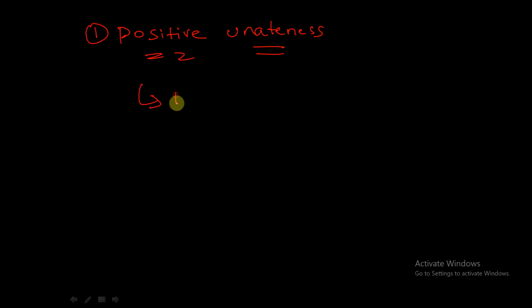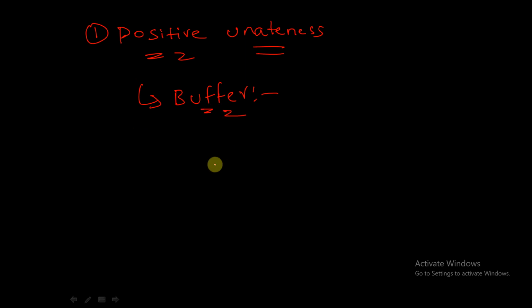So basically we have three types of unateness. First one is positive unateness. So let's see what this positive unateness is. When the input goes from low to high, it will cause the output to change from low to high, and vice versa. For example, the best example is the buffer. So let us see this buffer.